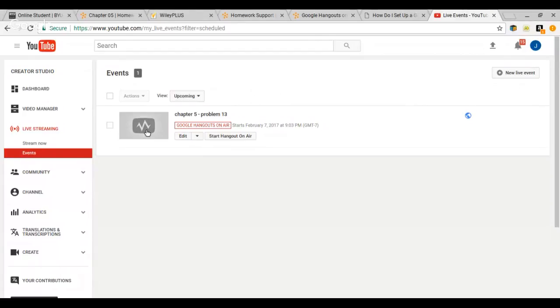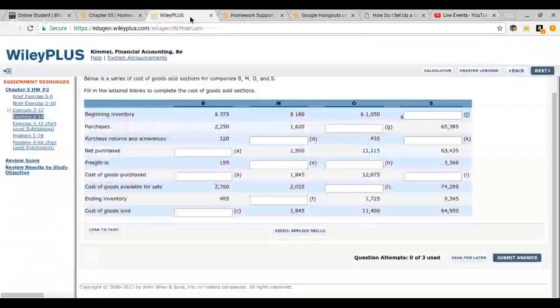Tonight I've been asked to work on problem 513. See if I can find it here on my Wiley Plus really quick. This problem is going to help us determine the cost of goods sold. In this chart here we've got companies B, M, O, and S, and they've got some incomplete sections we need to figure out for determining the cost of goods sold.